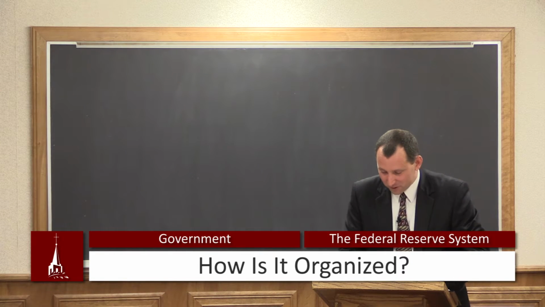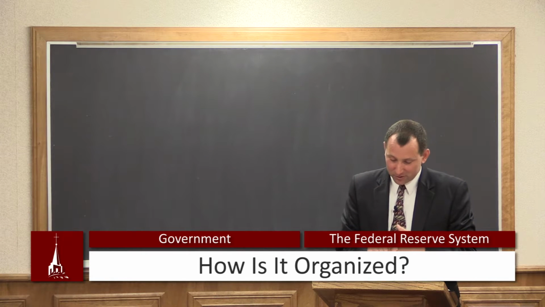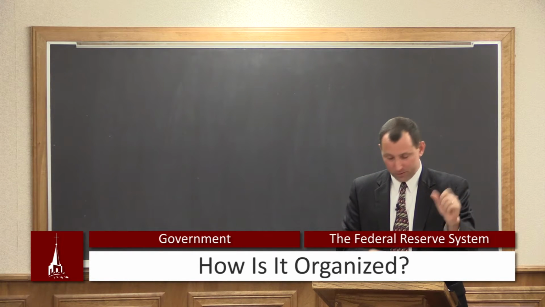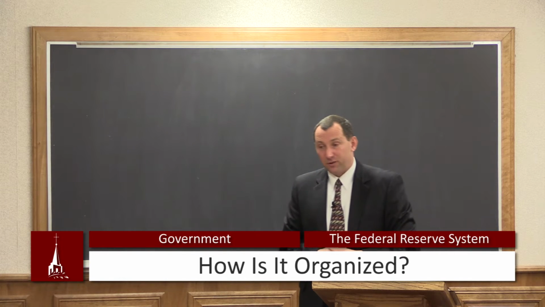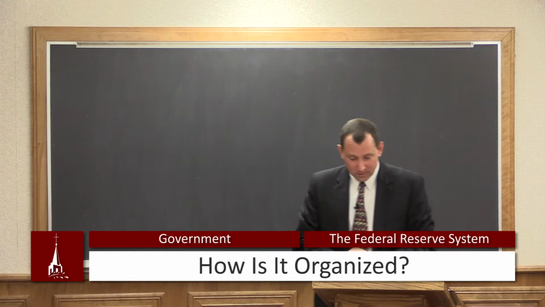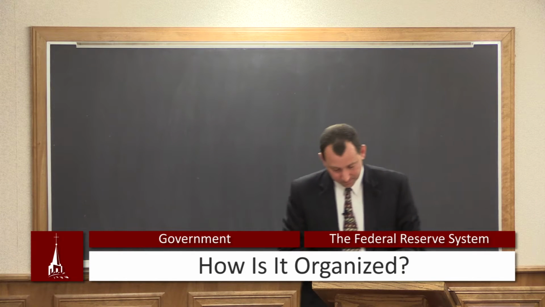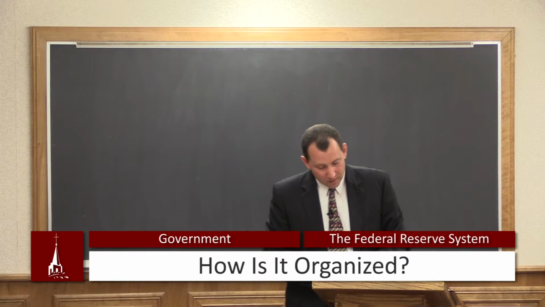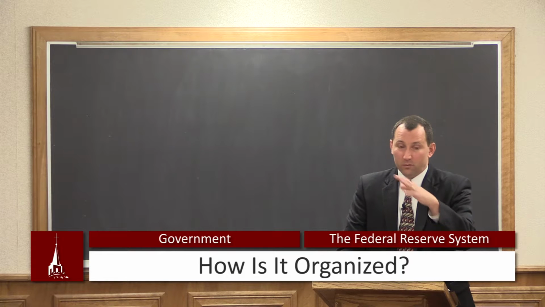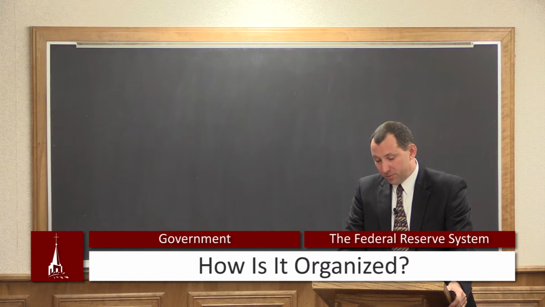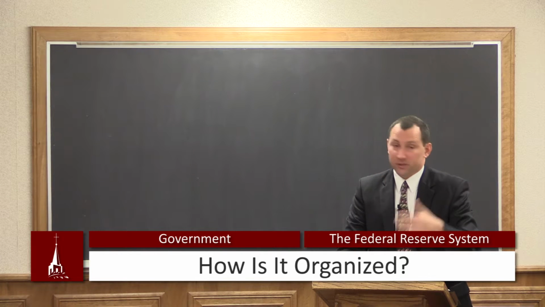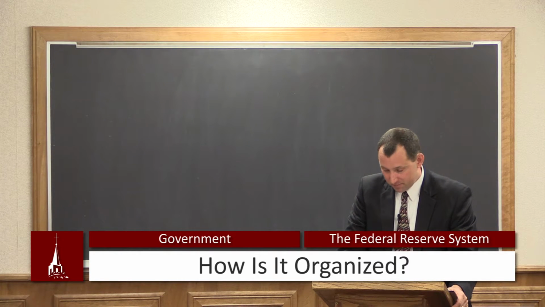So, all right, that's how this board is organized. All right, the second thing, we have the Federal Reserve Board, or the Board of Governors, the Fed. The second thing is the Federal Reserve Banks. There are 12 of these around the country. The country is split up into 12 districts. Each district has its own Federal Reserve Bank.